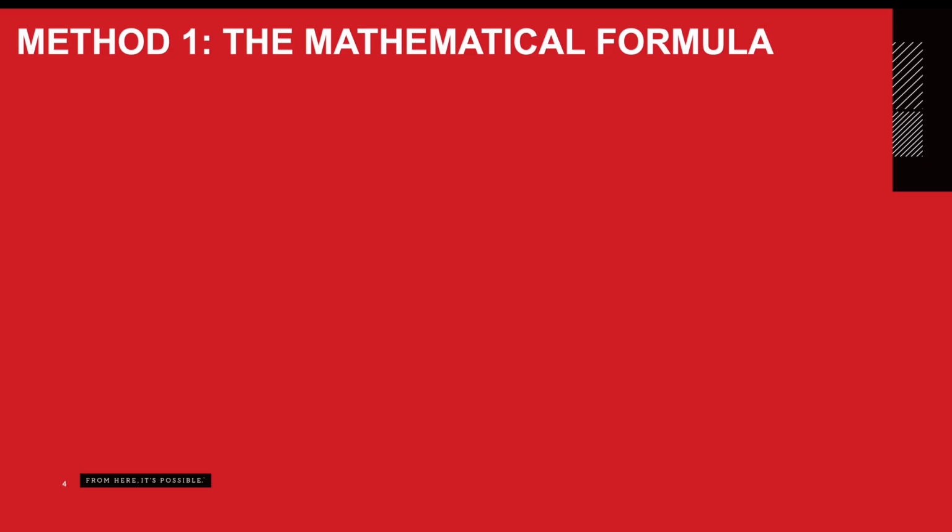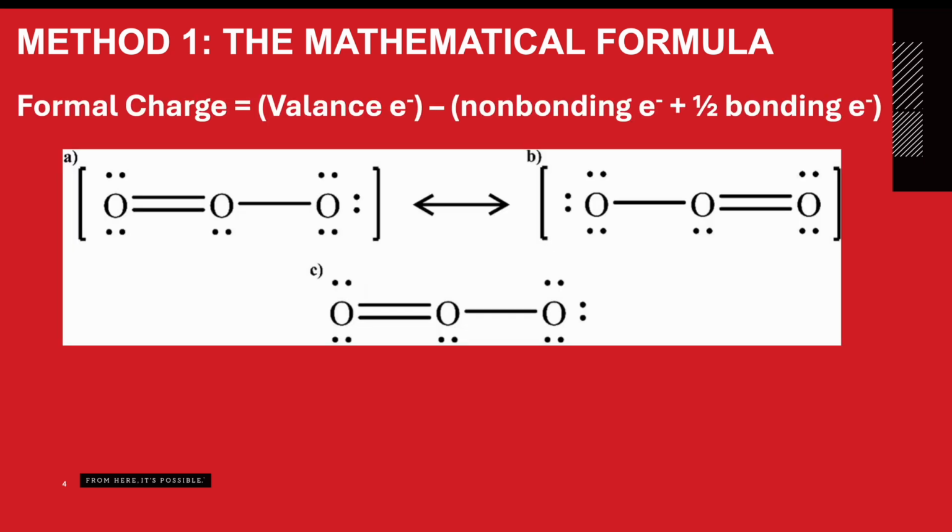So the most often taught method is the mathematical formula, where the formal charge of an atom equals the atom's valence electrons minus the sum of its non-bonding electrons and half of its bonding electrons. The reason that there is a half built into this equation is because each line or bond actually represents 2 electrons. So let's find the formal charges for this ozone molecule.